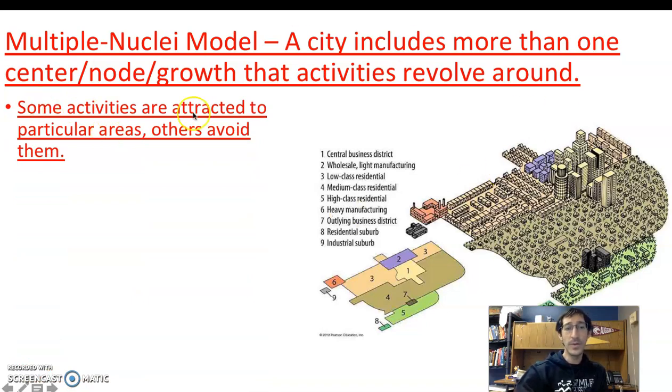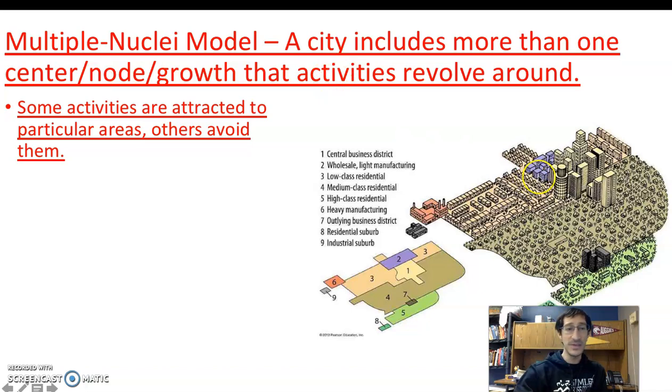And the reason for this model is that some activities are attracted to particular areas, others try to avoid them, all right? Because a lot of this does not always overlap or go well together. So high-rise apartments are not very heavily concentrated next to heavy industry and manufacturing. So thus, that's where you're going to find these things.